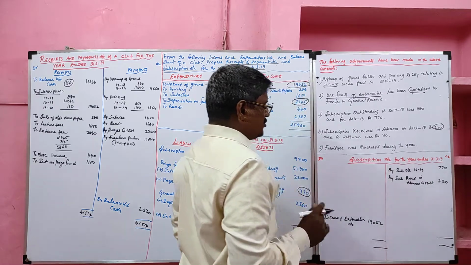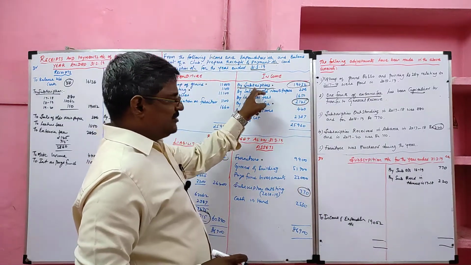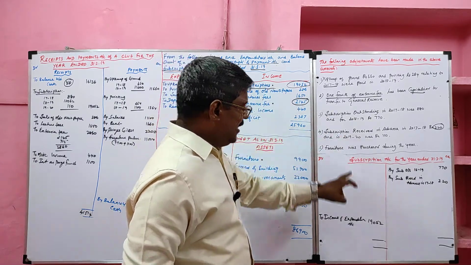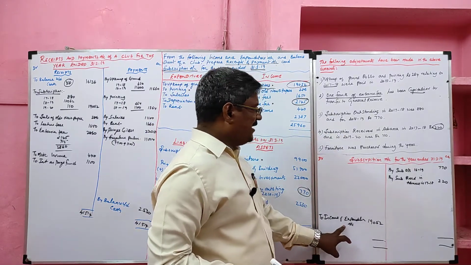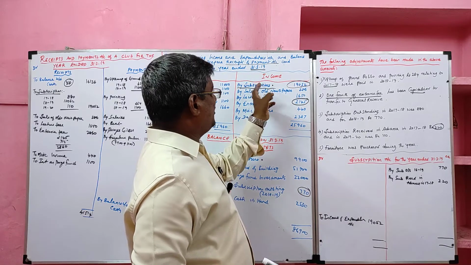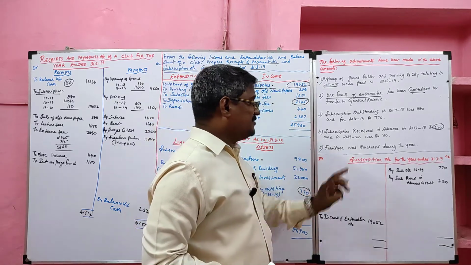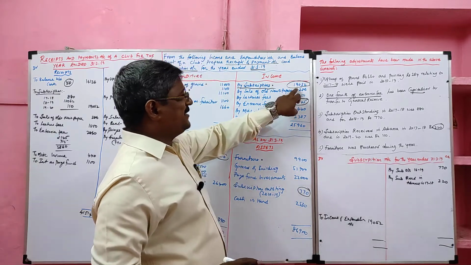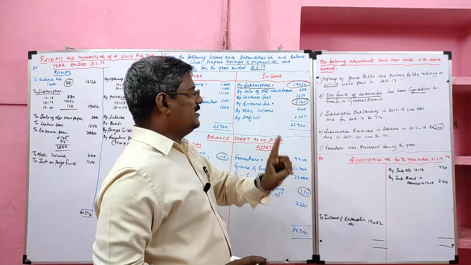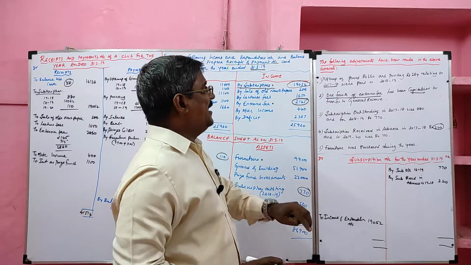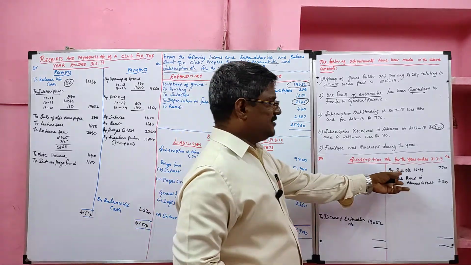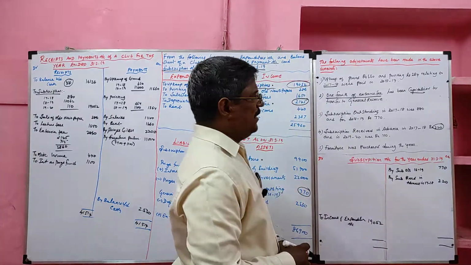So the subscription was transferred from the income and expenditure account. In the income and expenditure account, subscription is credited. In the subscription account, income and expenditure account is debited. Then what all must we exclude from the subscription? Two things. One is current year outstanding and the subscription for the current year received in the last year, that we have to subtract. So we should write it on the credit side.